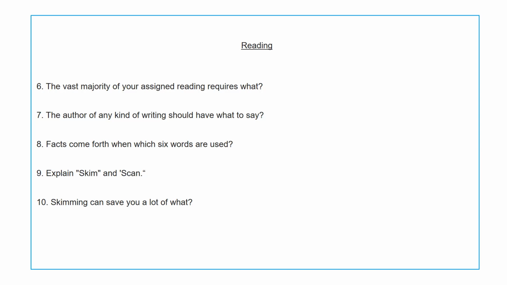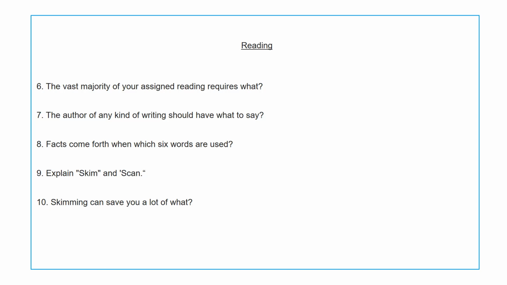Eight, facts come forth when which six words are used? So you have a paper, you're confused, and you want to gather the facts so you can understand the paper. Which six words will you use to find those facts? Also known as, just like Sherlock Holmes.